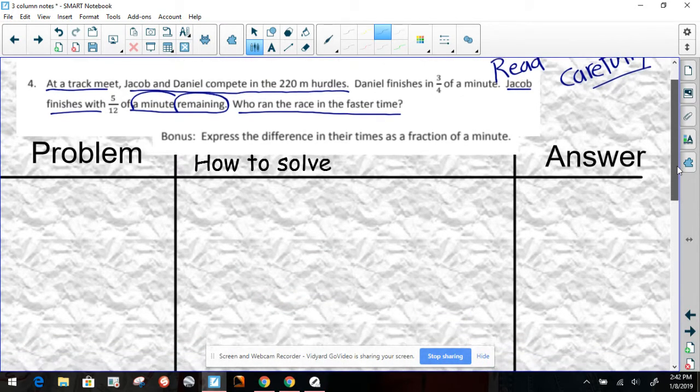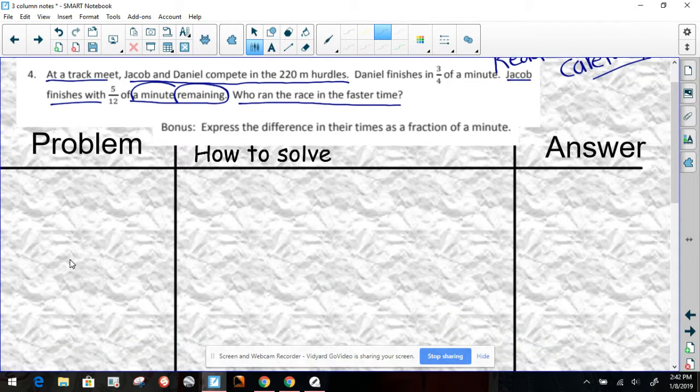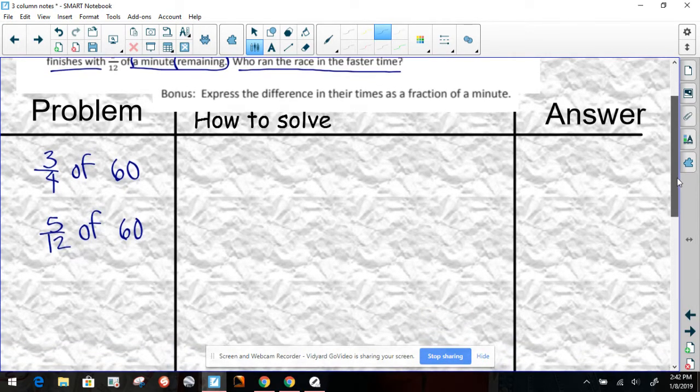Well, let's look at this. Let's find out first Daniel. So Daniel ran 3/4 of a minute. So that means 3/4 of 60 seconds. And this is Daniel. And Jacob finished before the minute was over with 5/12 of a minute remaining. That's what was remaining in that one. That's important to remember. So now, who ran the race in the faster time?